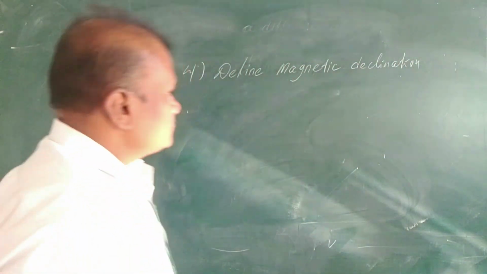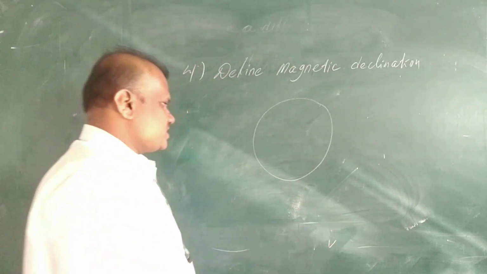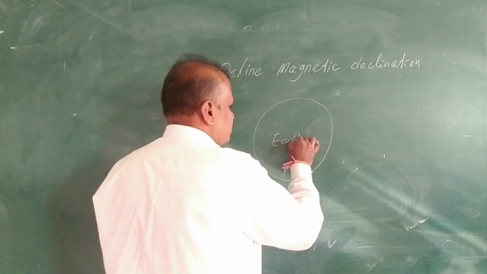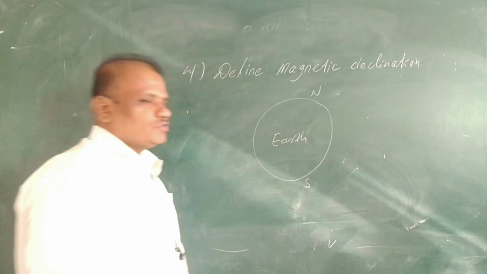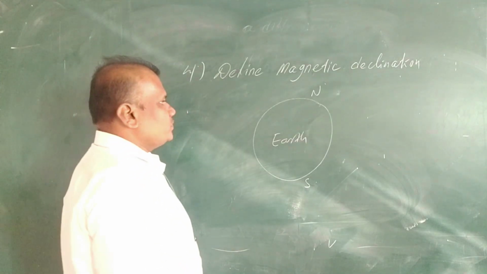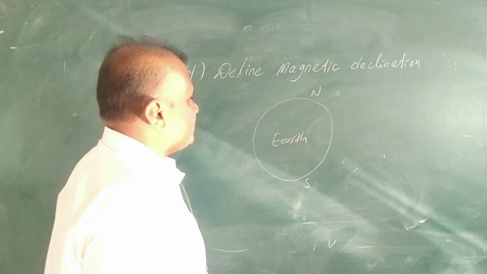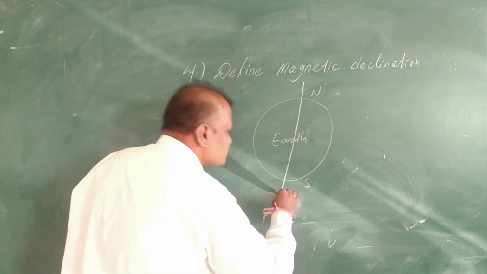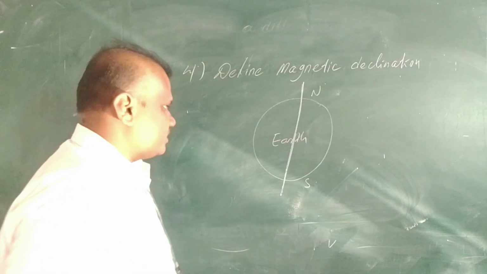As you know, our earth is nothing but a solid sphere. Suppose I take this as the earth. Here we have the north pole and this is the south pole. Here I am going to imagine a vertical plane which is passing through the north pole and south pole.